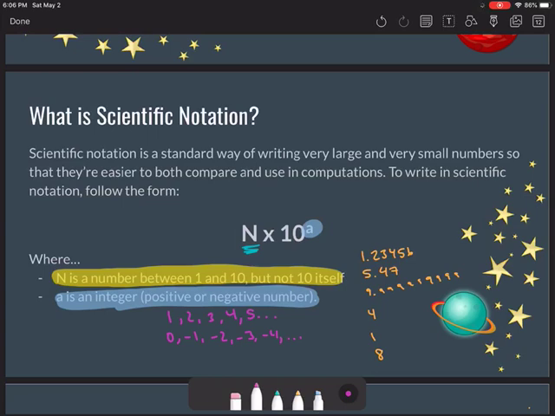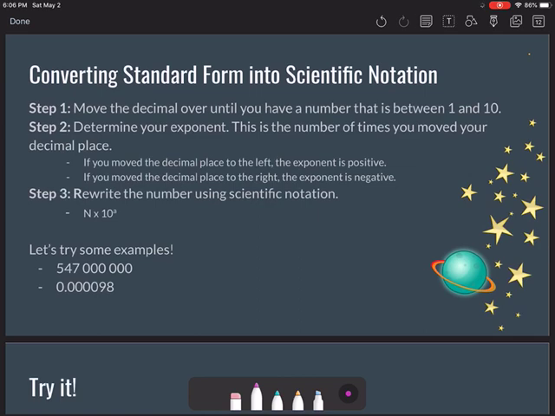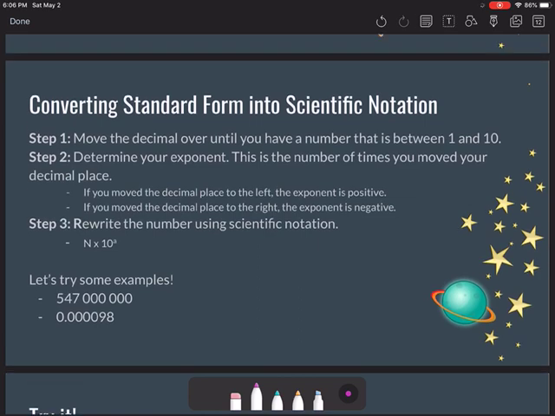Okay. Now let's figure out how to write numbers in scientific notation. There's 3 steps to it. Step 1 is we're going to look at the number that we have, and we're going to determine where that decimal place is currently located. We are then going to take that decimal place and move it over until we have a number between 1 and 10. Get that n value.